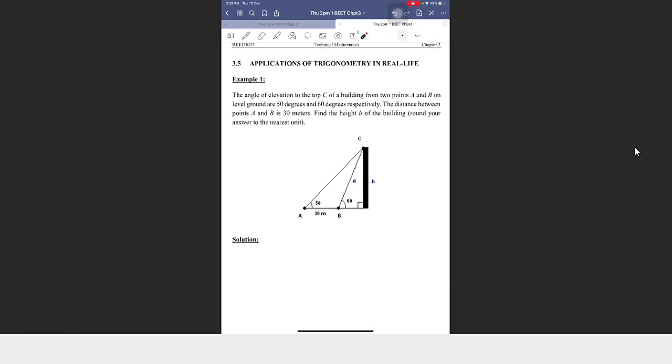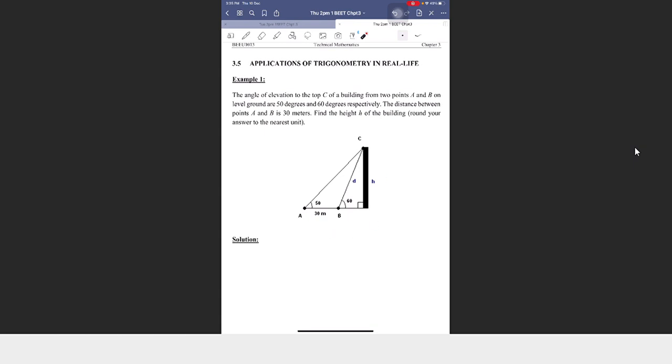The angle of elevation to the top C of a building from 2 points A and B on level ground are 50 degrees and 60 degrees respectively. The distance between points A and B is 30 meters. Find the height h of the building. Round your answer to the nearest unit. So you are given a diagram here.